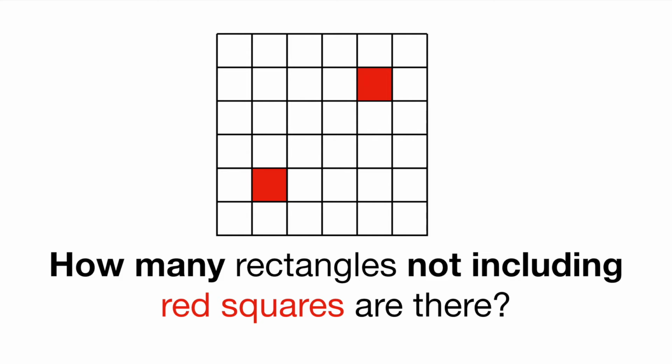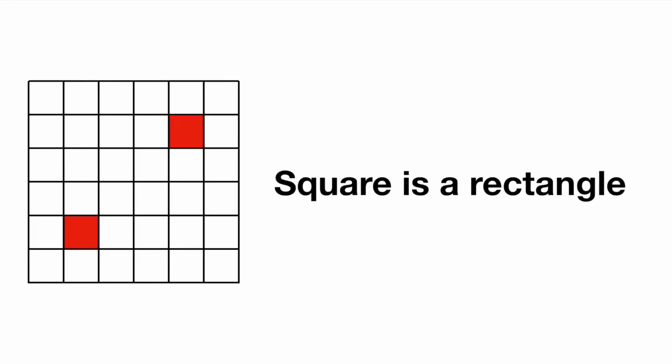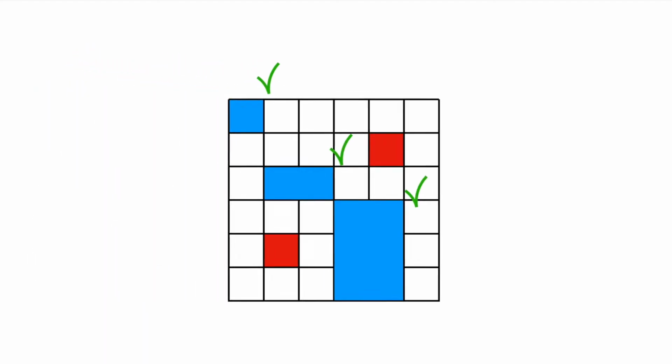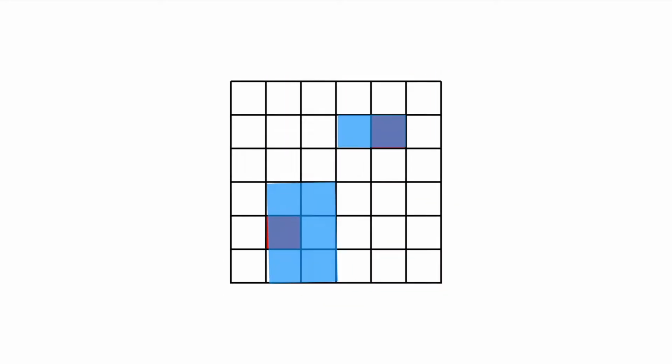There is a square with a 6 units long side which is divided into 36 little squares, 2 of which are red. We have to answer how many rectangles, not including red dots, there are. Every square is a rectangle, so they too have to be counted. These rectangles are good because there is no red color in them. These ones aren't appropriate because red is not allowed inside.